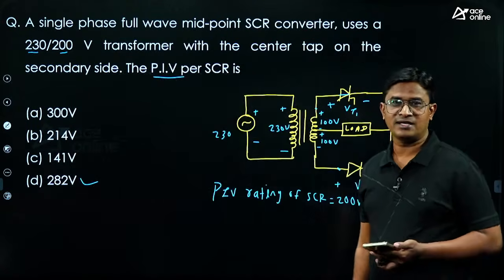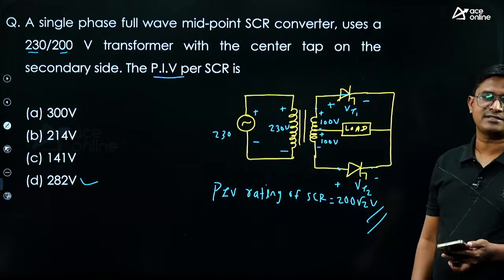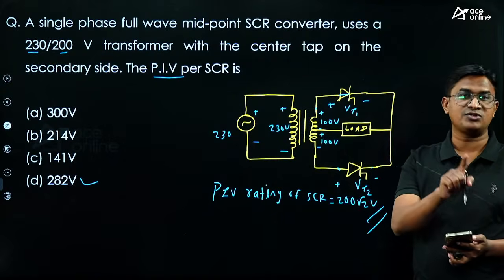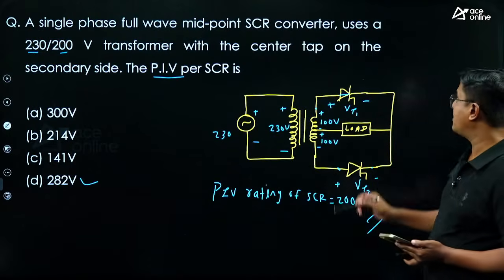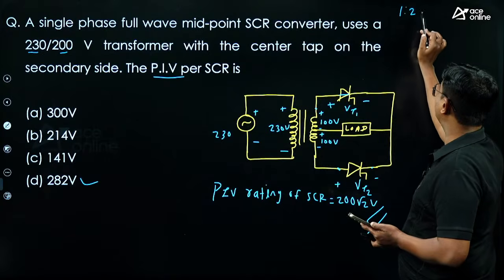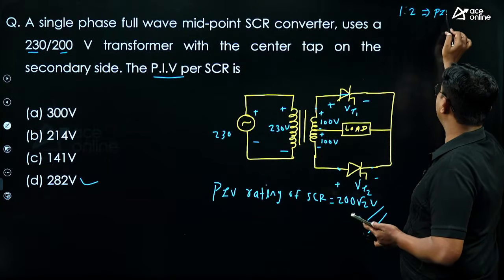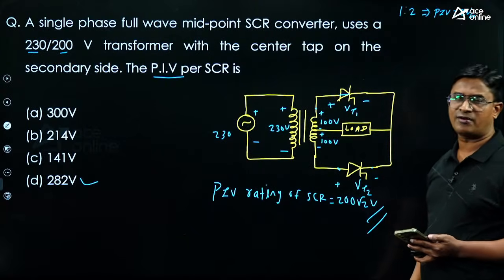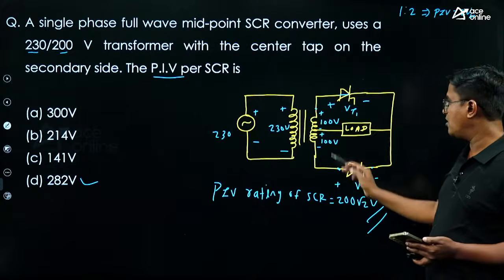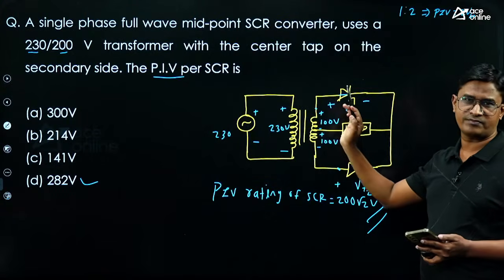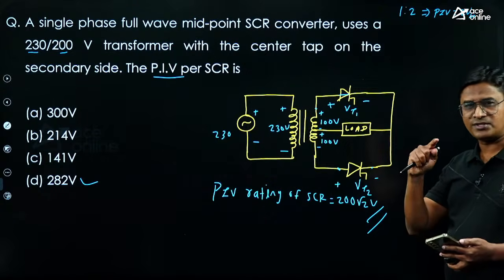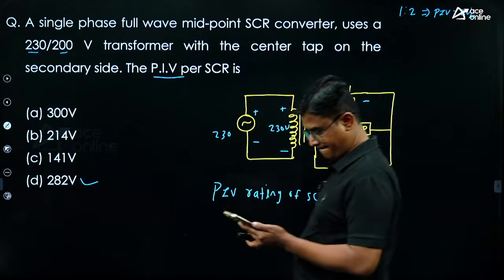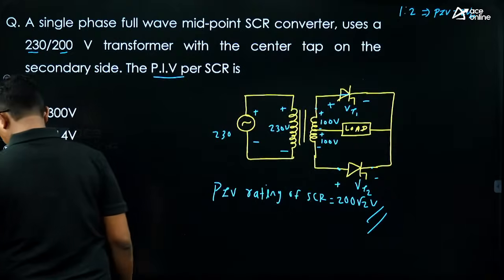Don't think, sir, that PIV by default is 2 Vmax. That 2 Vmax is true only when your primary to secondary turns ratio is 1:2. Only if the primary to secondary turns ratio is 1:2 can you say PIV equals 2 Vmax. In general, the PIV rating of SCR is nothing but the peak value of voltage across the full secondary winding. All right? Clear?